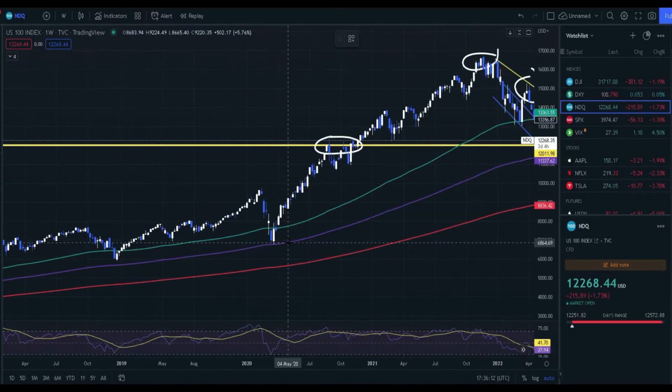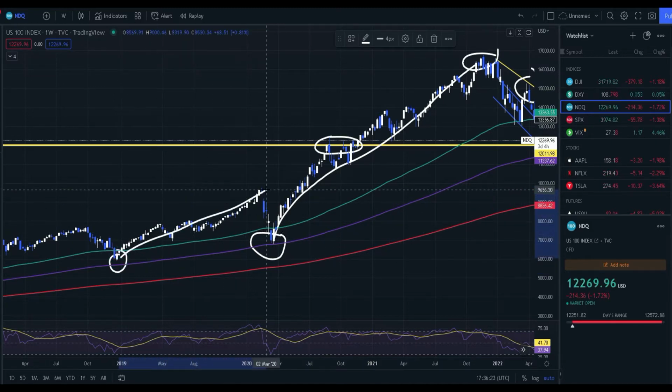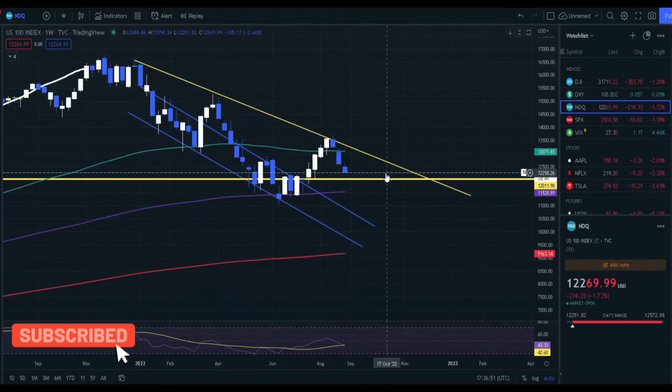Also, why? If I look at 2020, look at this purple line, 100 moving average found support and the whole bull run started. And again in 2018, early 19, look at this whole bull run that was starting. So yeah, purple line, 100 period moving average, quite important. So keep these two numbers in your mind, 11,500 and 12,000.